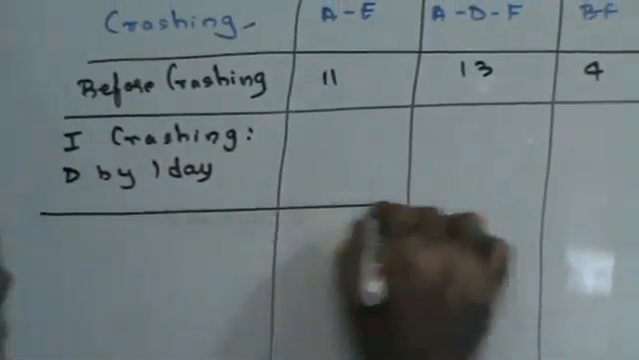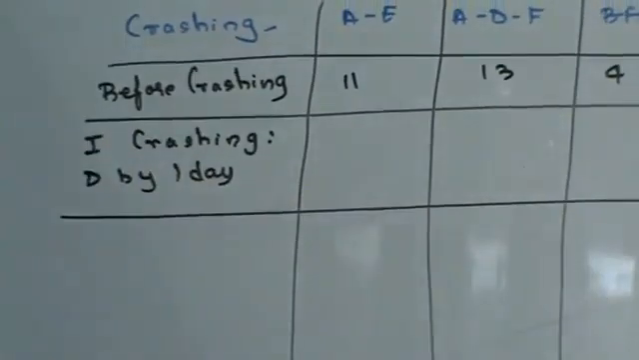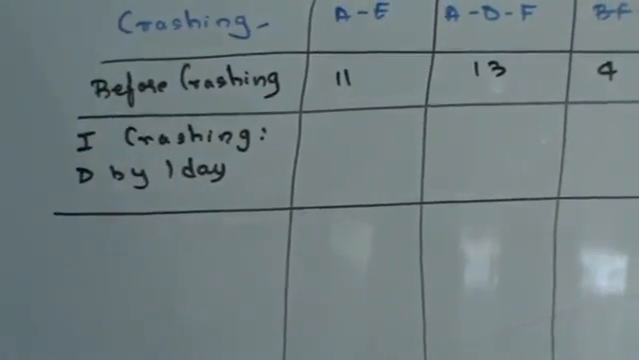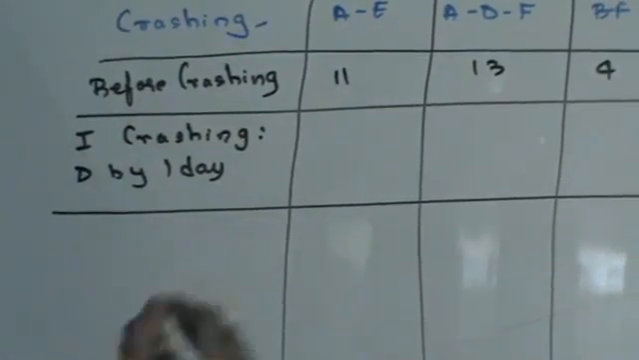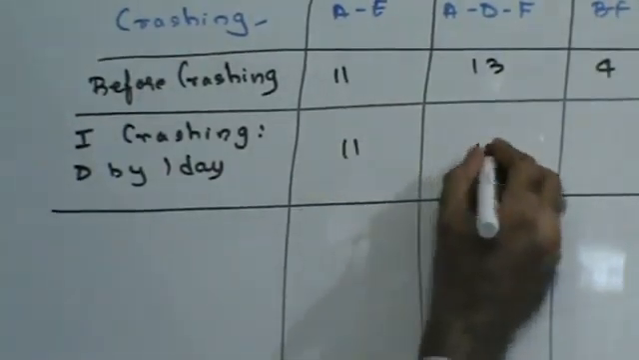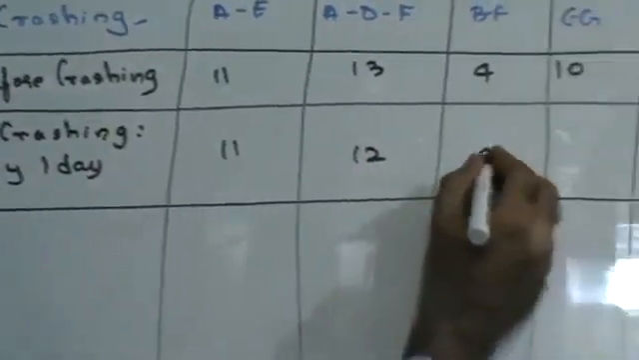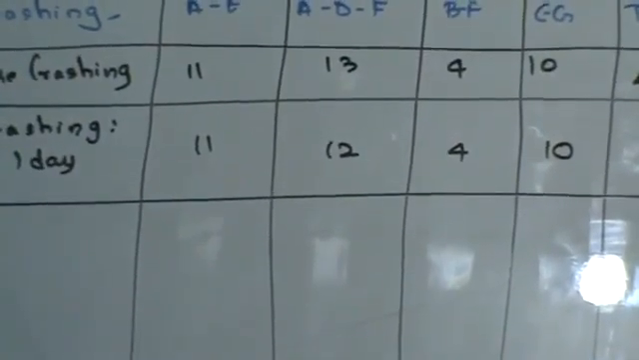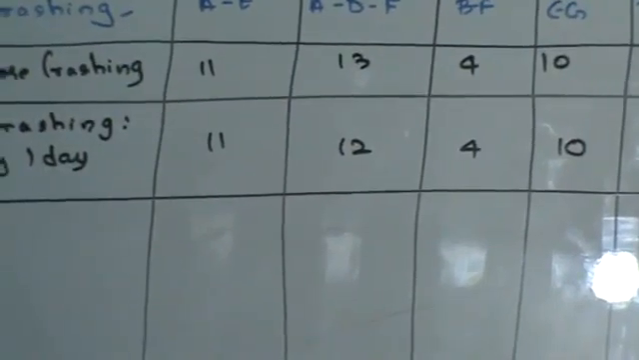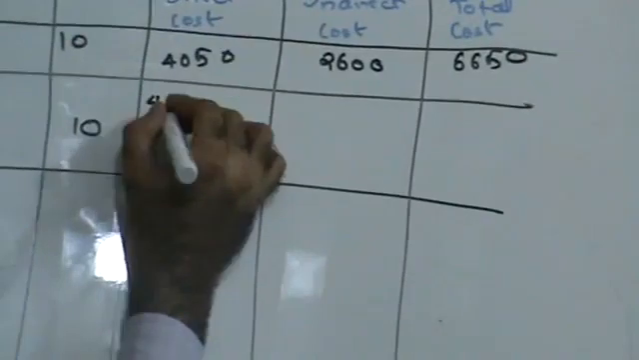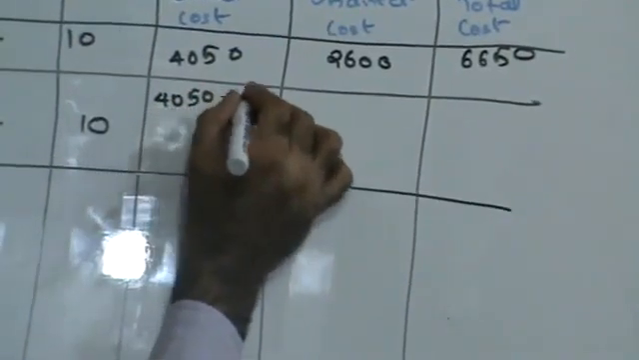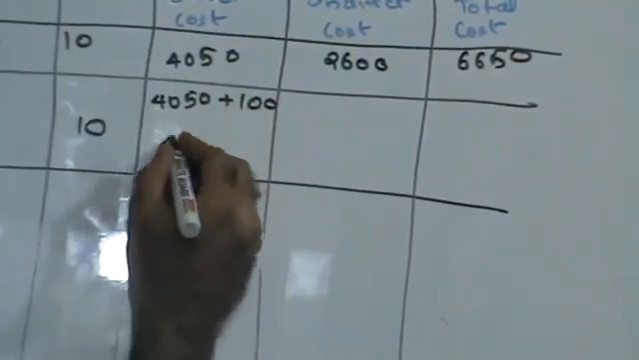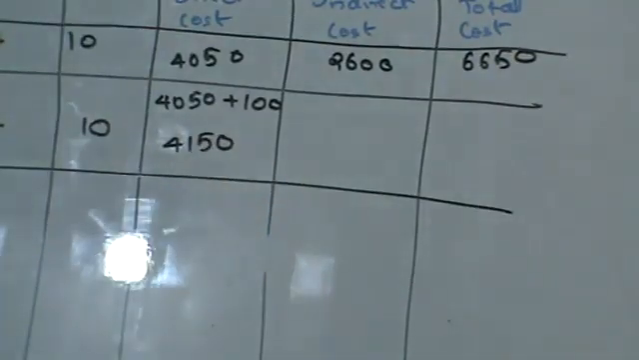right? So if I crash D by 1 day, all those paths which have D in it are going to be reduced by 1 day. So this will be 11, this will be 12, this will be 4 and this will be 10, right? Now the cost slope of D is 100 rupees, right? That means my direct cost is going to increase by 100 rupees. So this will become 4150.